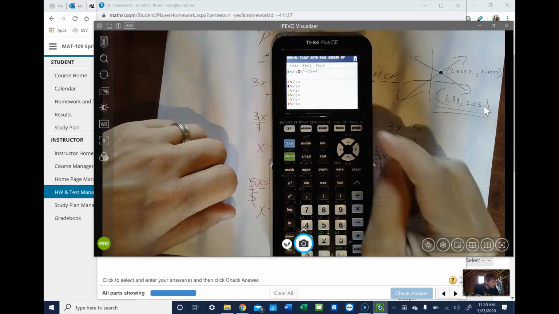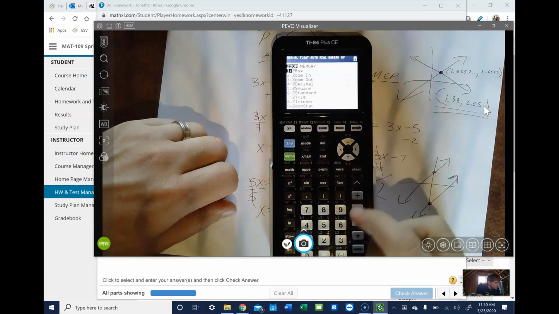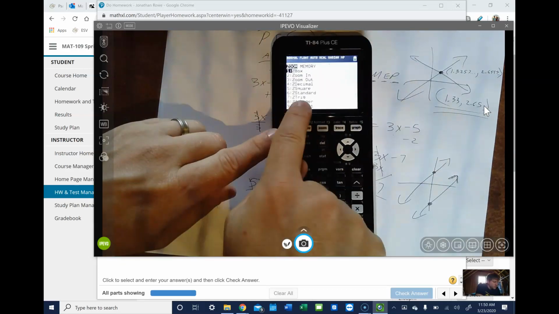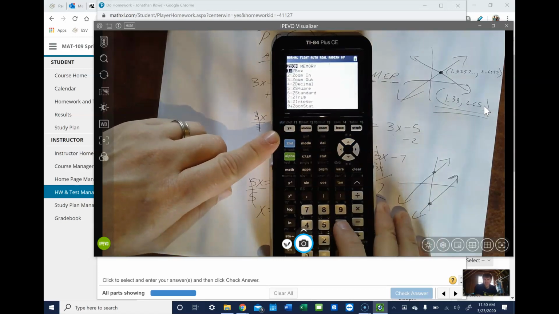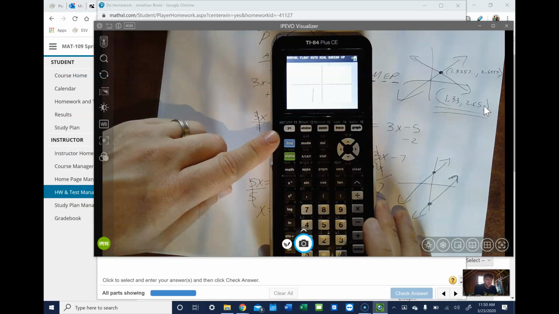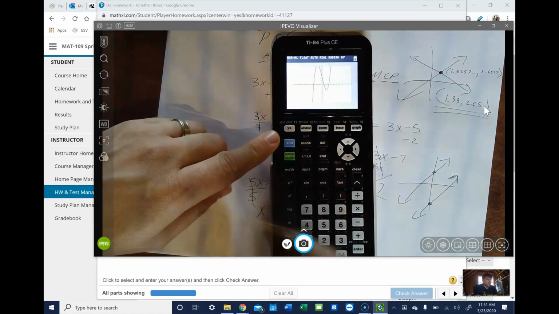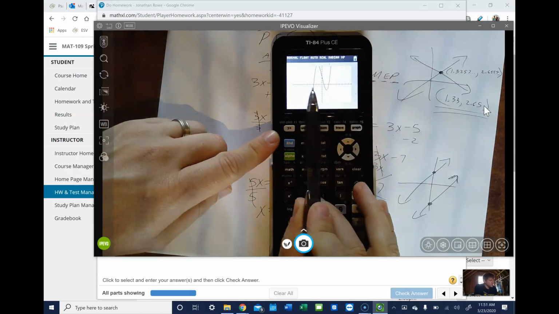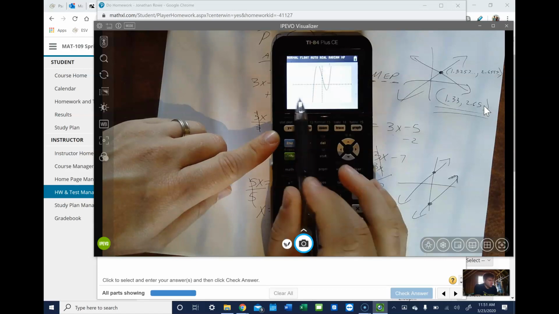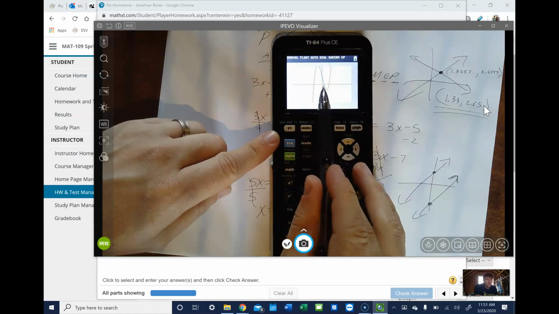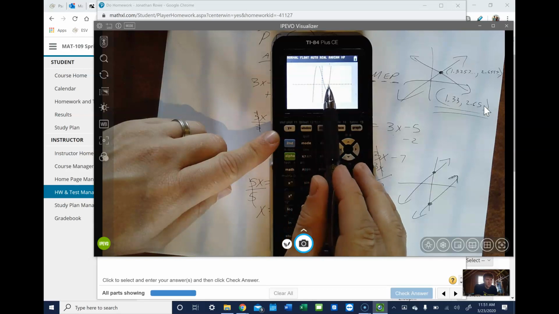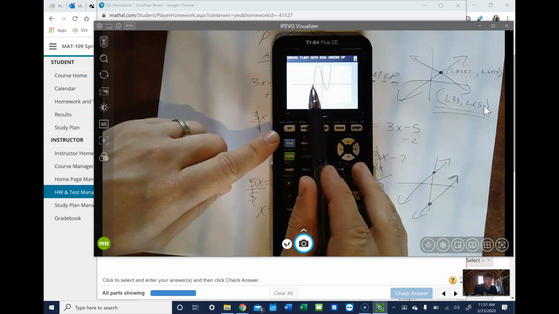All right, and I'm going to hit zoom standard. Zoom with the option 6 is Z standard. That gets me to my normal zoom window, which is -10 to 10 on the X and the Y axis. And notice the solutions where this thing equals 0 is where this Y value here is 0. So I'm trying to find the X value when this Y value is 0. I'm trying to find these places where it hits the X-axis.